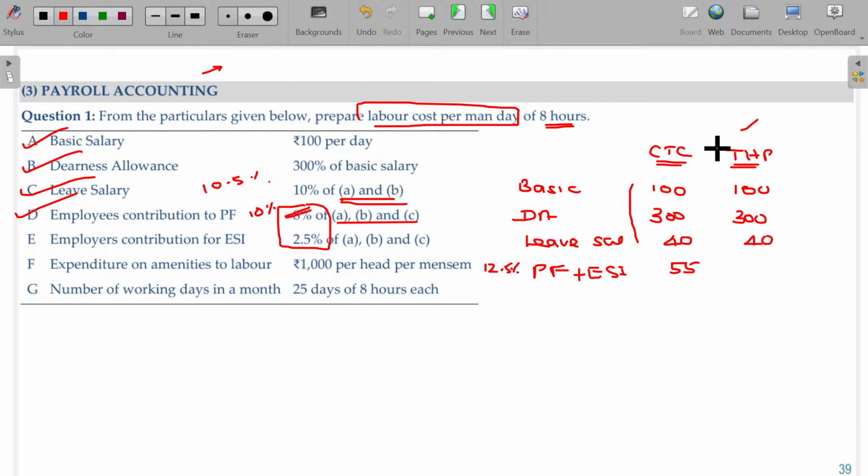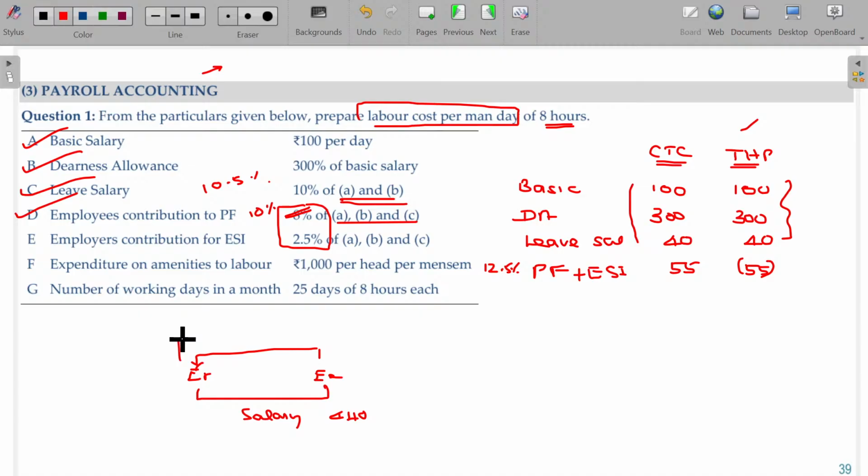But for employee, this 55 will be the minus item. Is that okay? Employer deposits 55 rupees, isn't it? Employer and employee. For the service rendered by the employee to the employer, employer makes the payment, salary here, probably 440. We can add up these three. 440, and employer makes 55 rupees as a PF contribution to PF department.